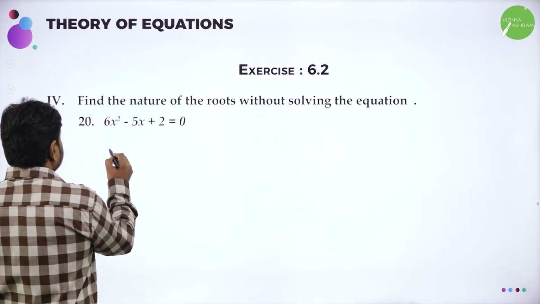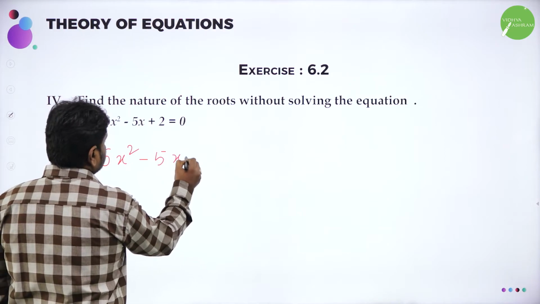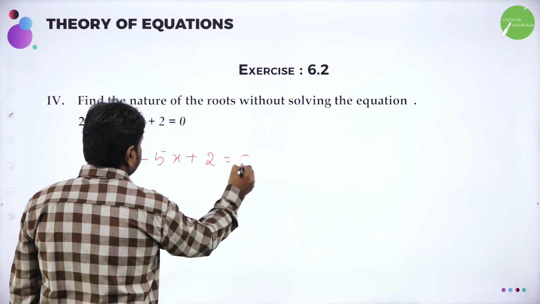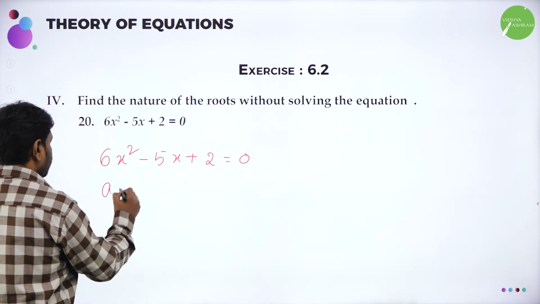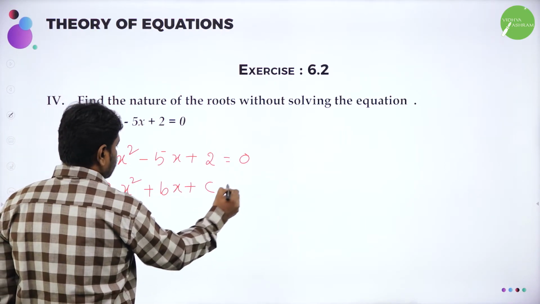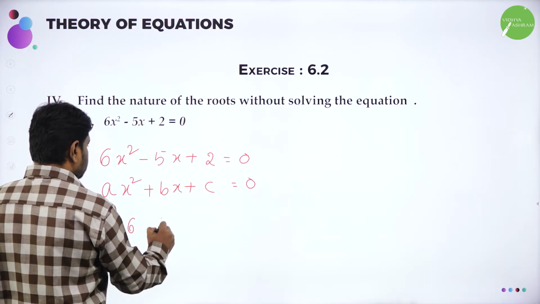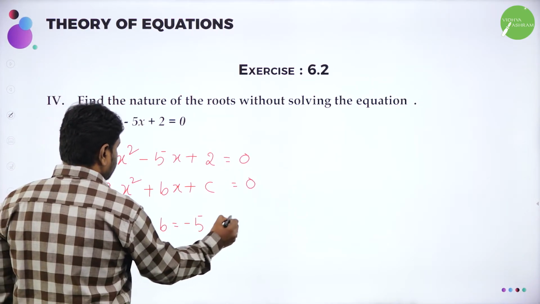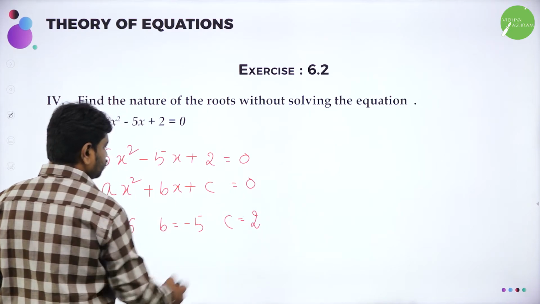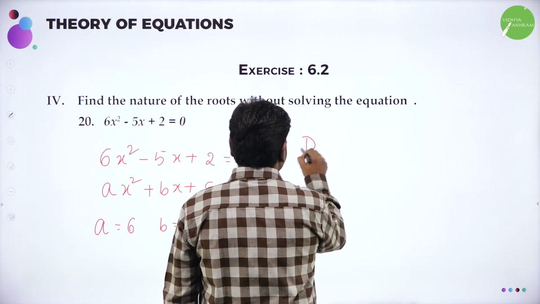Then 6x square minus 5x plus 2 equal to 0 is given. So now it is in the form of ax square plus bx plus c equal to 0. So now in the place of a we have 6, in the place of b we have minus 5, in the place of c we have 2. So find the discriminant.